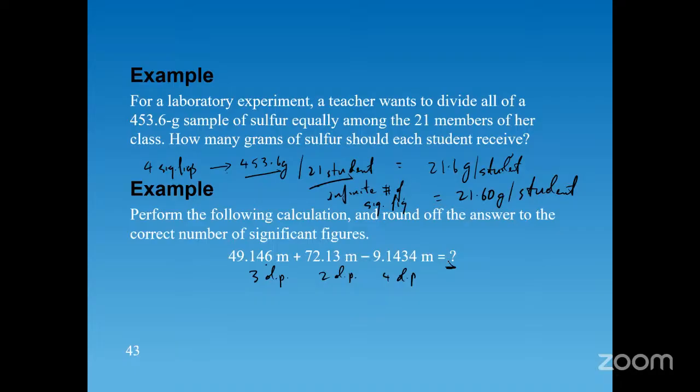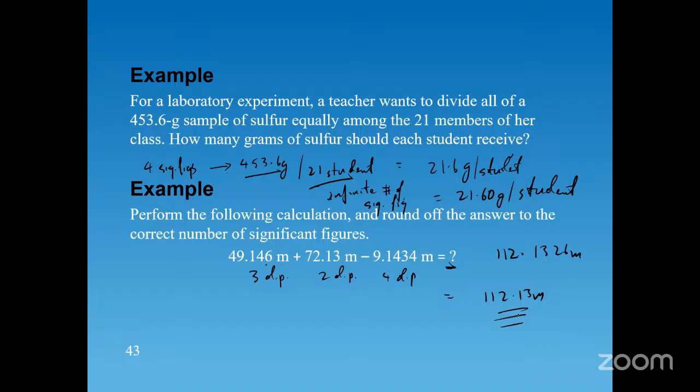So let's do that. 49.146 plus 72.13, and then I'm going to minus 9.1434, and I got 112.1326 meters. So we need to round this off to what? 2 decimal places. So that becomes 112.13 meters. And that's how you do that. So those are just 2 simple examples, but this is basically what you have to practice doing whenever you're doing any calculations.